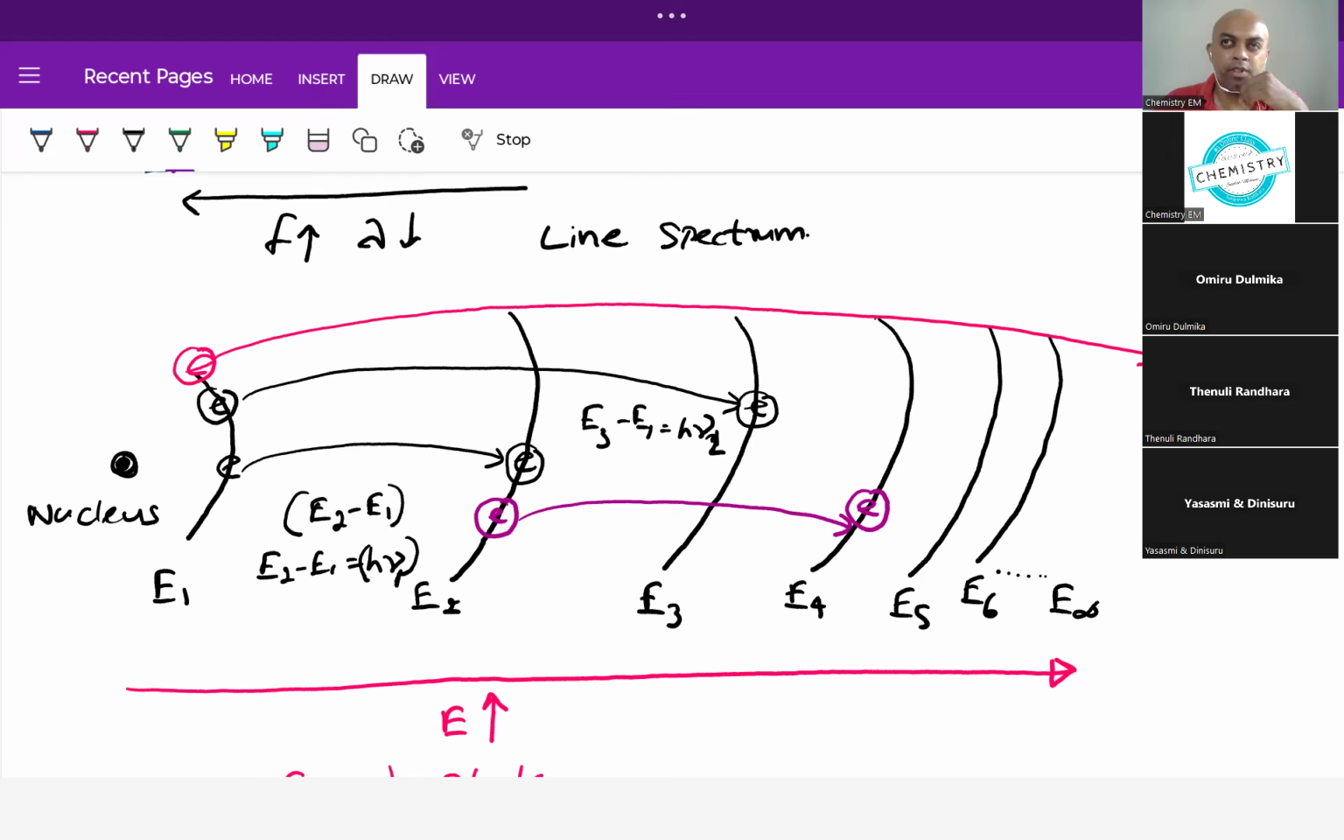Next bullet point. Energy levels closer to the nucleus have the lowest energy, and the energy of the energy levels increases while moving away from the nucleus.